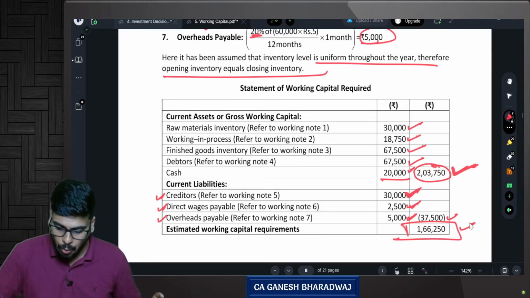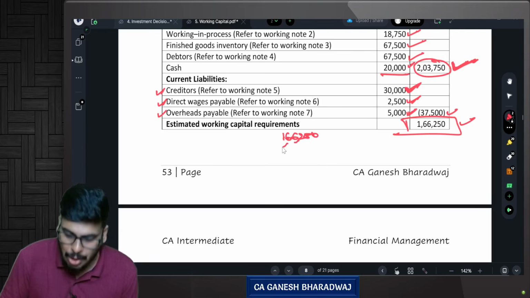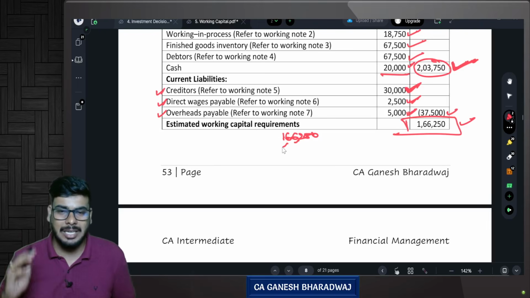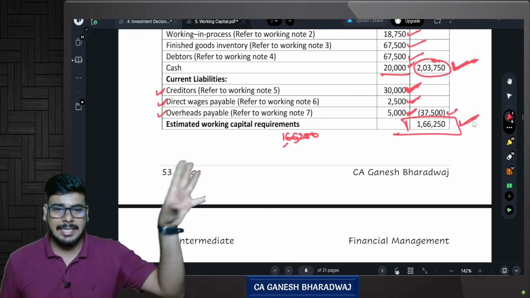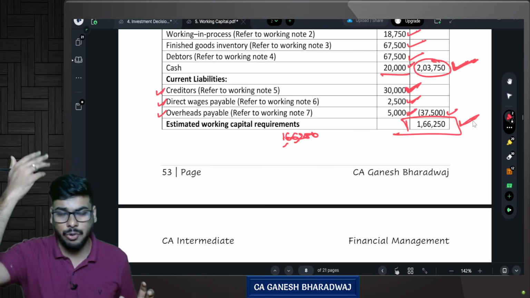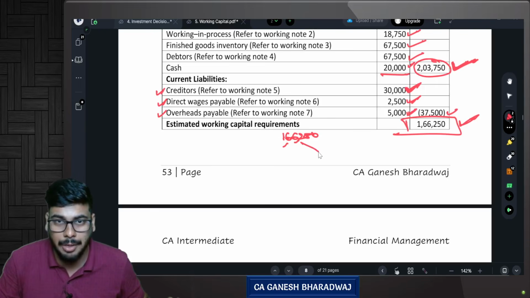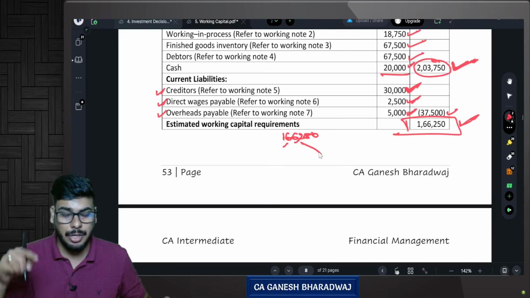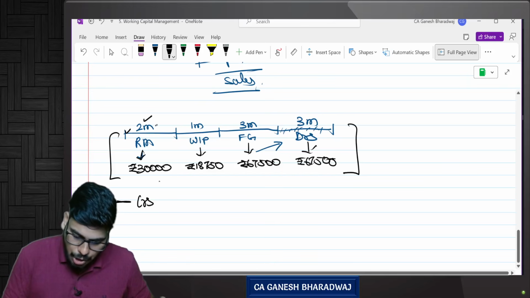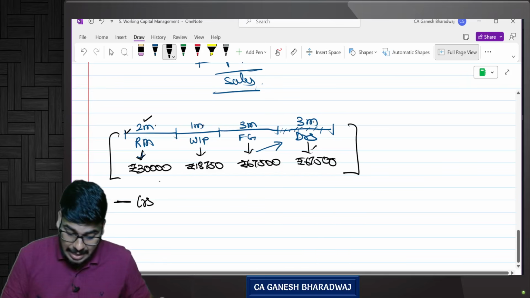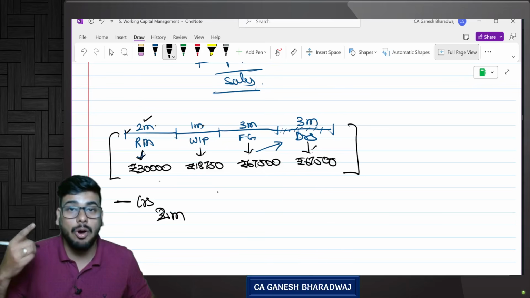So now what happens? 1,66,250. Now what will happen? I will go to the bank. I will ask them for a working capital loan to the extent of 1,66,250. Let us say the bank is giving, or you can also raise it through any of the long-term sources of finance. You are getting it. Now you will introduce this into your business, correct? Now what is the working capital cycle for this company? 2 months, 1 month, 3 months, 3 months, and then creditors give you 2 months credit period, and then your overheads, right?